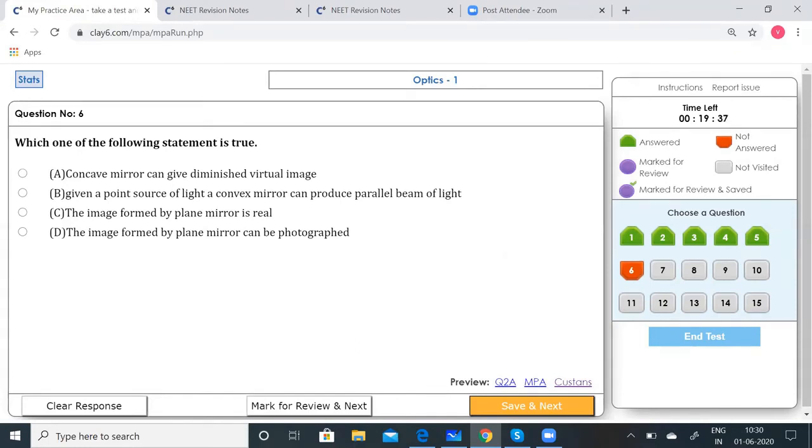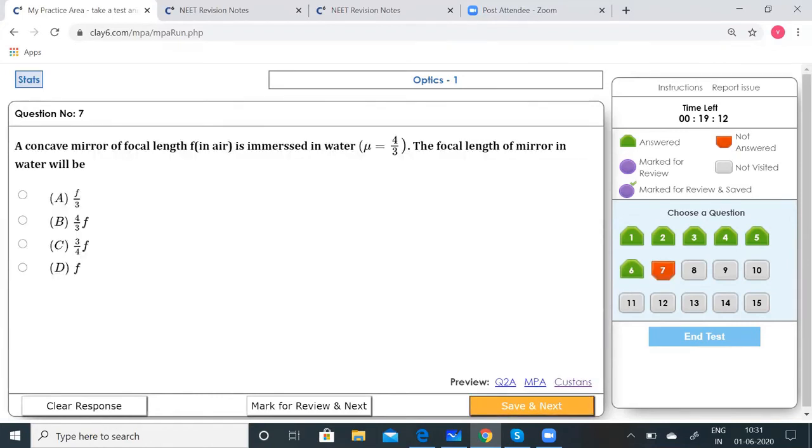All right. Which is true? So we can see, concave mirror can give a diminished virtual image. No, that is not true. Given a point source of light, a convex mirror can produce a parallel beam of light. No, that is also not true. The image formed by a plane mirror is real. No, that is also not true. You know, the image formed by a plane mirror is virtual. So D should be correct. The image formed by a plane mirror can be photographed. Yes, that is true. So D is correct.